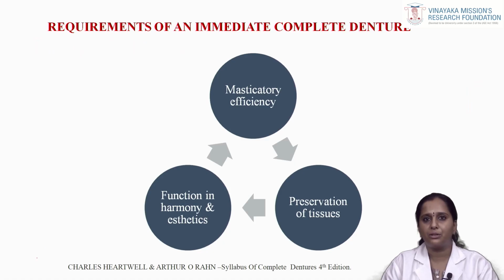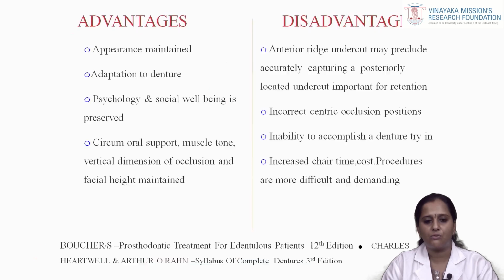And what are the requirements of an immediate complete denture? The common requirement of a complete denture is to restore the masticatory efficiency. Similarly, in an immediate complete denture also we have to restore the masticatory efficiency, and we have to maintain the remaining supporting tissues, that means either the alveolar structures or the soft tissues. We have to maintain and preserve them. By maintaining the masticatory efficiency and preserving the tissues, it will help the patient regain harmony and aesthetics and also help in maintaining the phonetics of the patient.